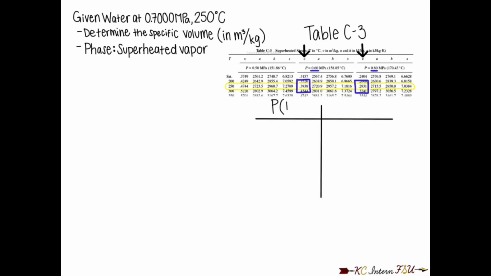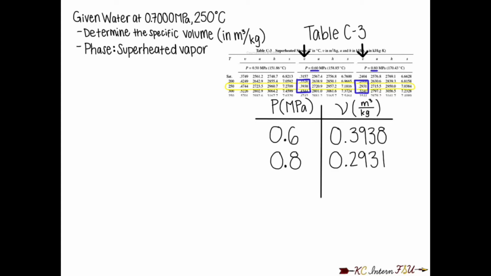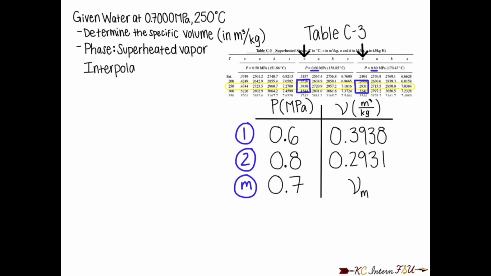We will first create a chart of our pressures and specific volumes. We have values for pressures of 0.6 and 0.8 MPa, along with their specific volumes of 0.3938 and 0.2931 meters cubed over kilogram. We are looking for a specific volume for a middle pressure value of 0.7 MPa. So we will include that in our chart along with its corresponding Vm. So we have our first, second, and middle terms. Using those terms, we can plug it into the interpolation equation to determine our Vm.